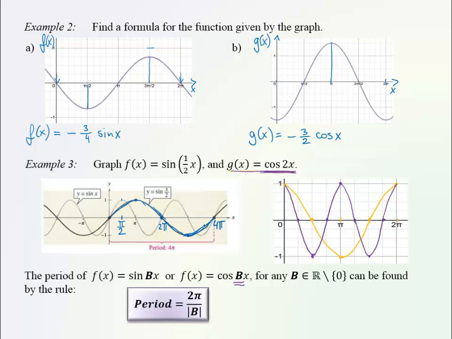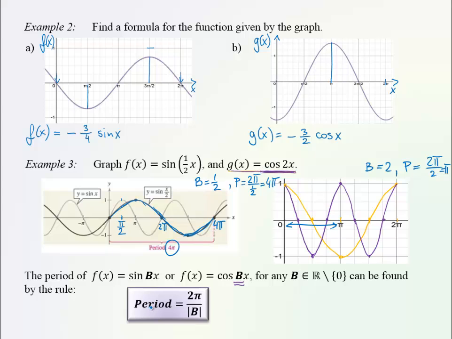And we can check how it worked in our cases. So the b in the first function, sine 1/2 x, was 1/2. Therefore, our period was 2 pi divided by 1/2, which is the same as 4 pi. And yes, we've got 4 pi here. In the second case, the b was 2, and our period was 2 pi divided by 2, which is just pi. And yes, the period is pi from here to there. So that's a very important rule to remember.